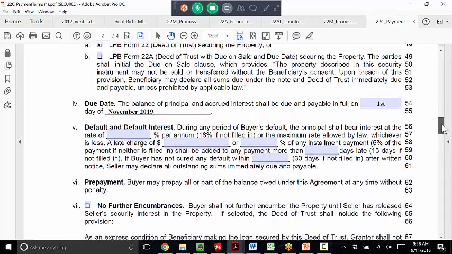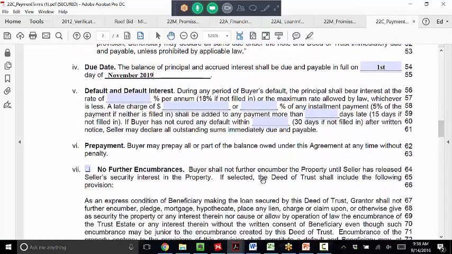Default and default interest. During any period of buyer's default, the principal shall bear interest at a rate of, look, the default is 18%. Again, these are all to be negotiated. So if you represent the buyer, try and get it lower. If you represent the seller, stick with this number because anything higher would be illegal.